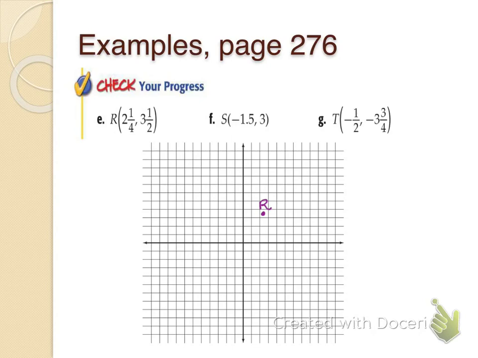All right, next we have (-1.5, 3). So I'm going to go negative 1.5 and then up 3 and put a dot there. And that we're going to label S. And then last we have T, negative 1/2, negative 3 3/4. So negative 1/2, negative 3 almost to 4 is going to put me right about there, and I will label that T. Okay, so make sure that you put your letters when you are labeling these.